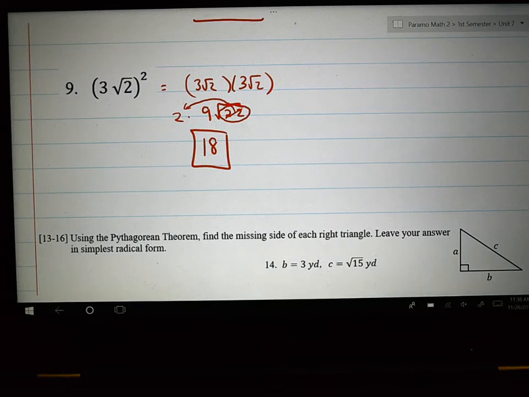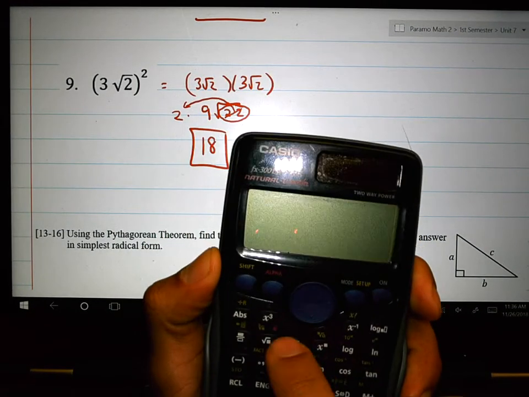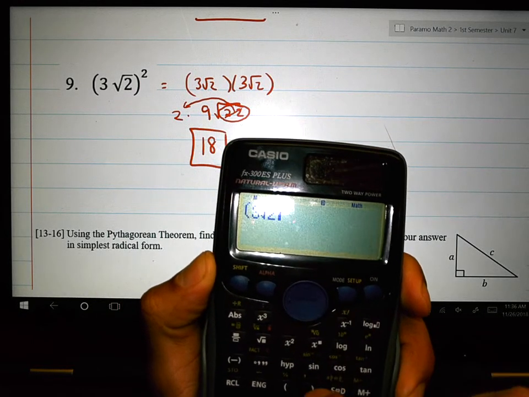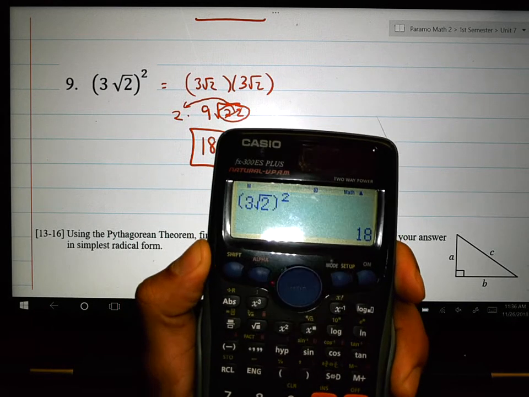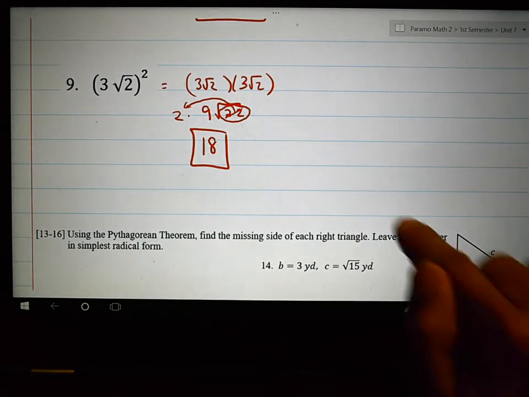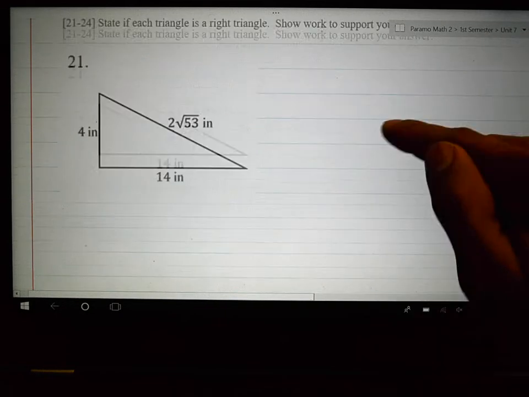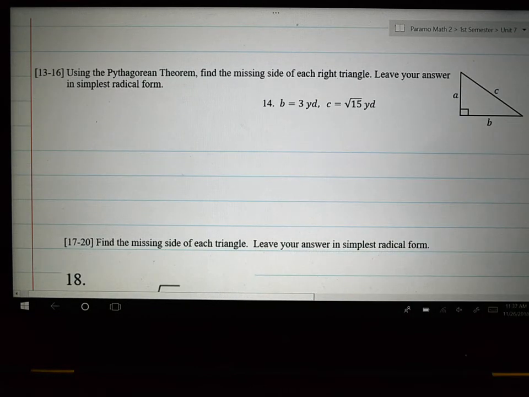And just so you know, your calculators are capable of doing these as well. Just make sure you use the parenthesis button when you do your 3 root 2 parentheses squared. Your calculator is capable of doing the radicals as well, so keep that in mind in case you want to double check yourself. I have chosen number 14, 18, and 21, and those will be our last examples that we do. The reason why I chose those ones is because these ones deal with the Pythagorean Theorem, and they have these square roots involved, just in case you didn't know.